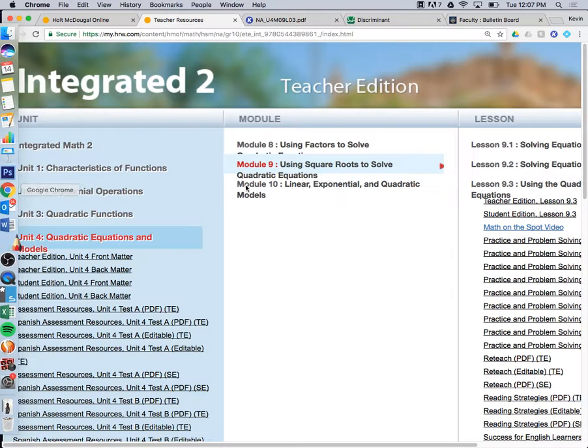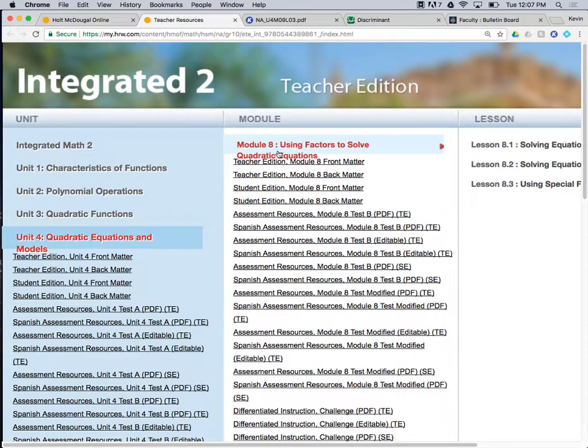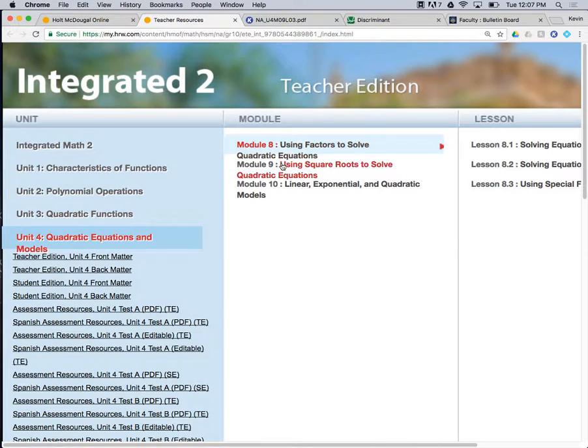Quadratic equations and models. Module 8 was using factors to solve quadratic equations. We learned the 3 types of factoring. We learned the simple way of factoring when the leading coefficient is 1. We learned factoring by grouping when the leading coefficient wasn't 1. And then we learned difference of squares. Okay, that was Module 8.